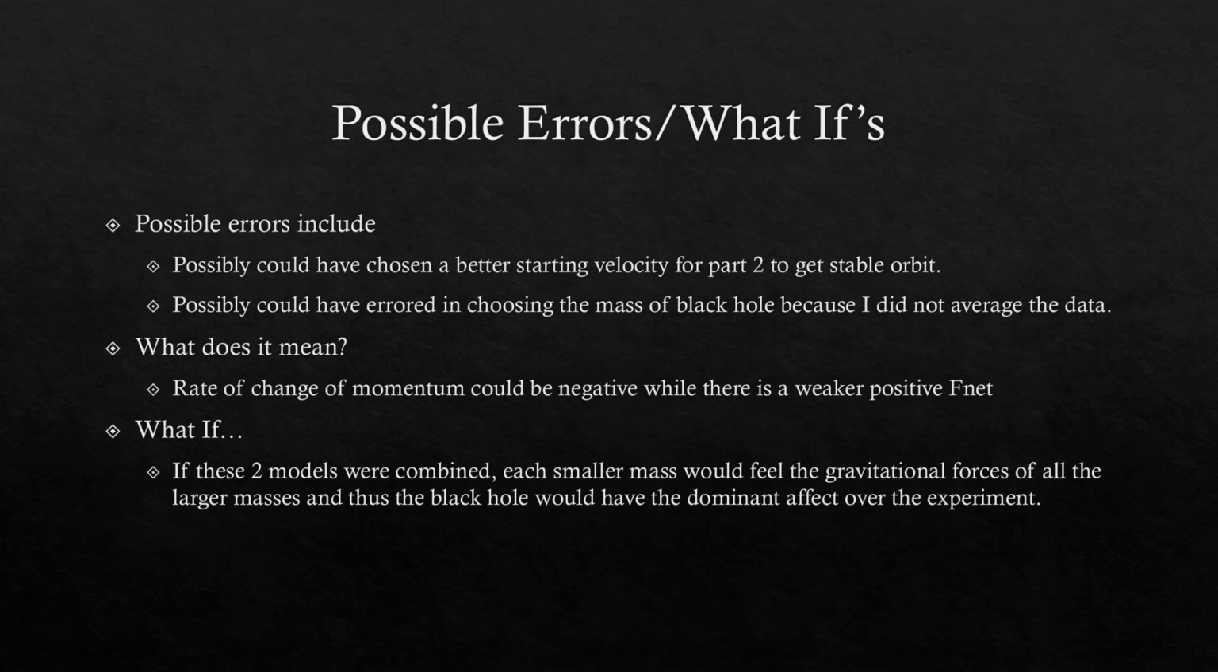Possible errors and what ifs. We possibly could have chosen a better starting velocity for part 2 to get a stable orbit. We possibly could have erred in choosing the mass of the black hole because I took the final mass out of the data instead of averaging it all.